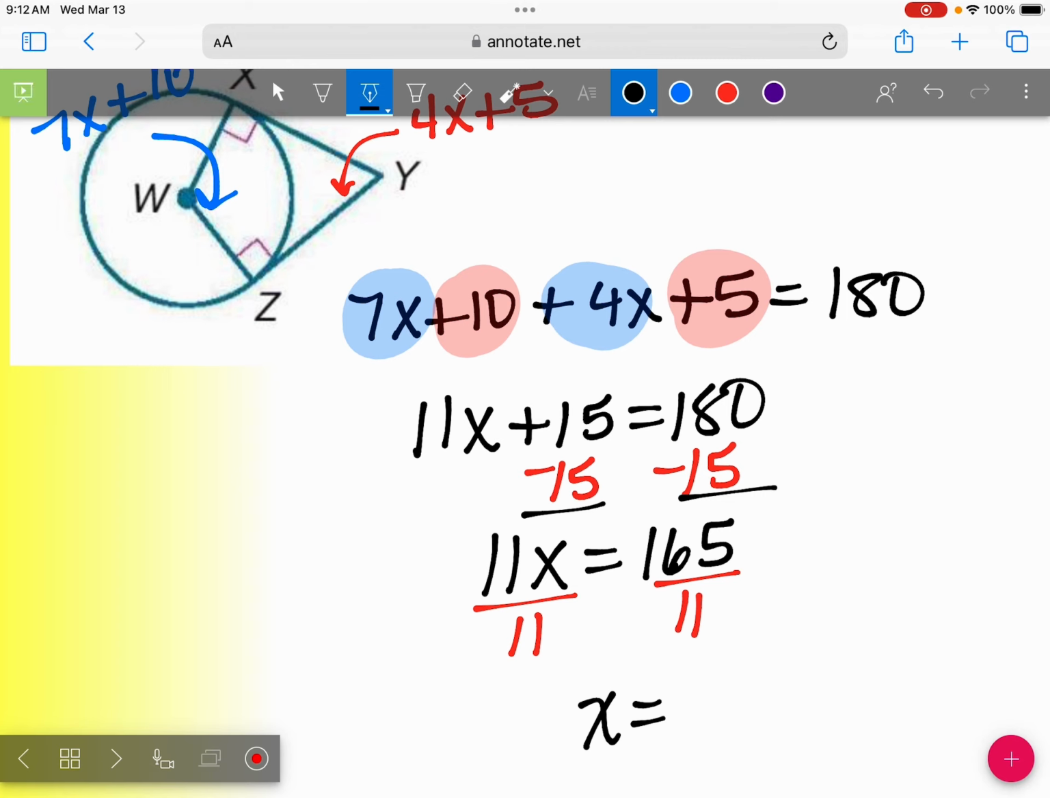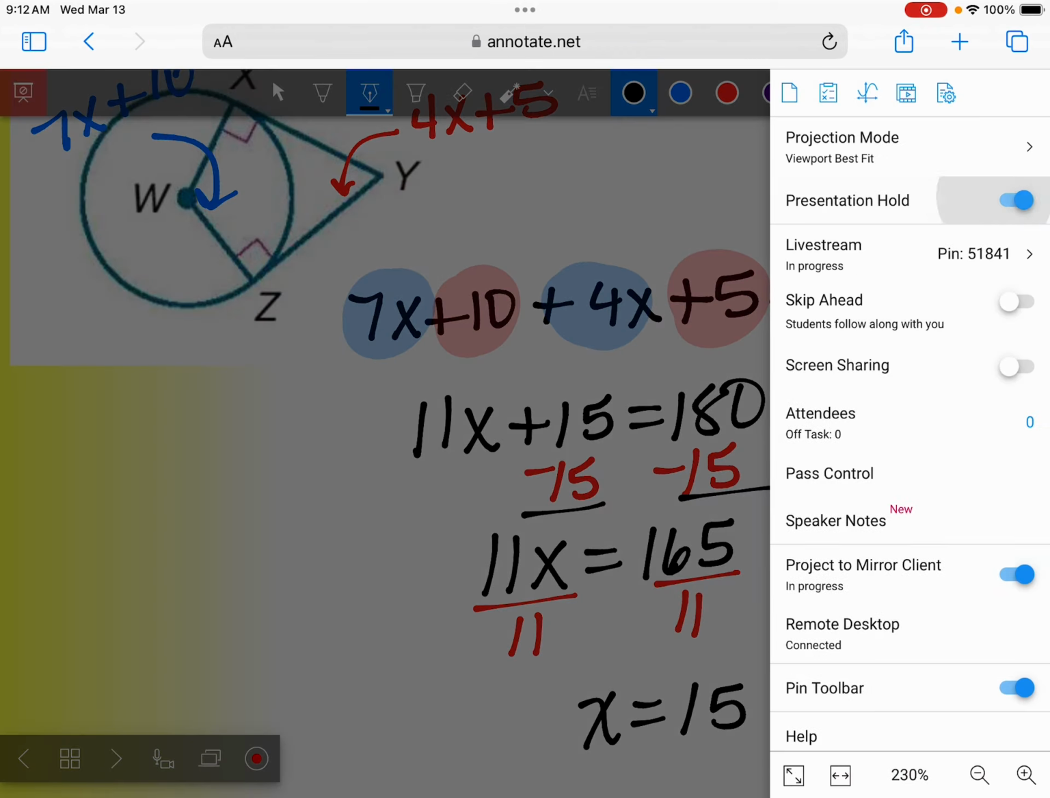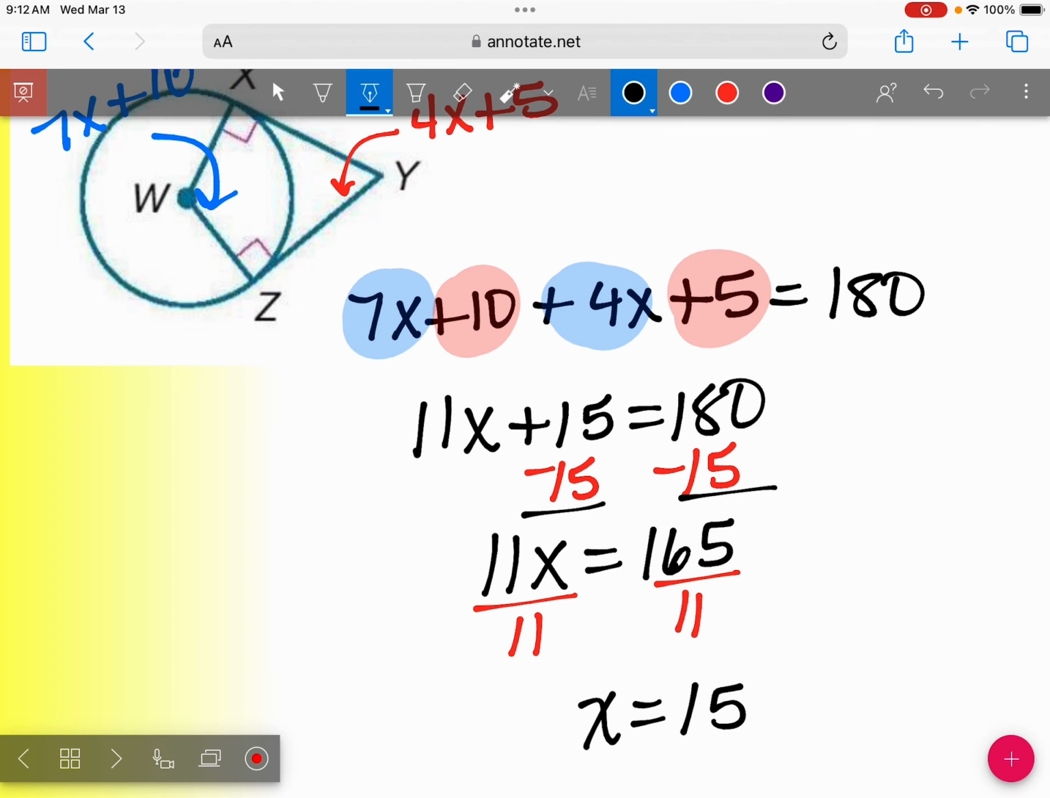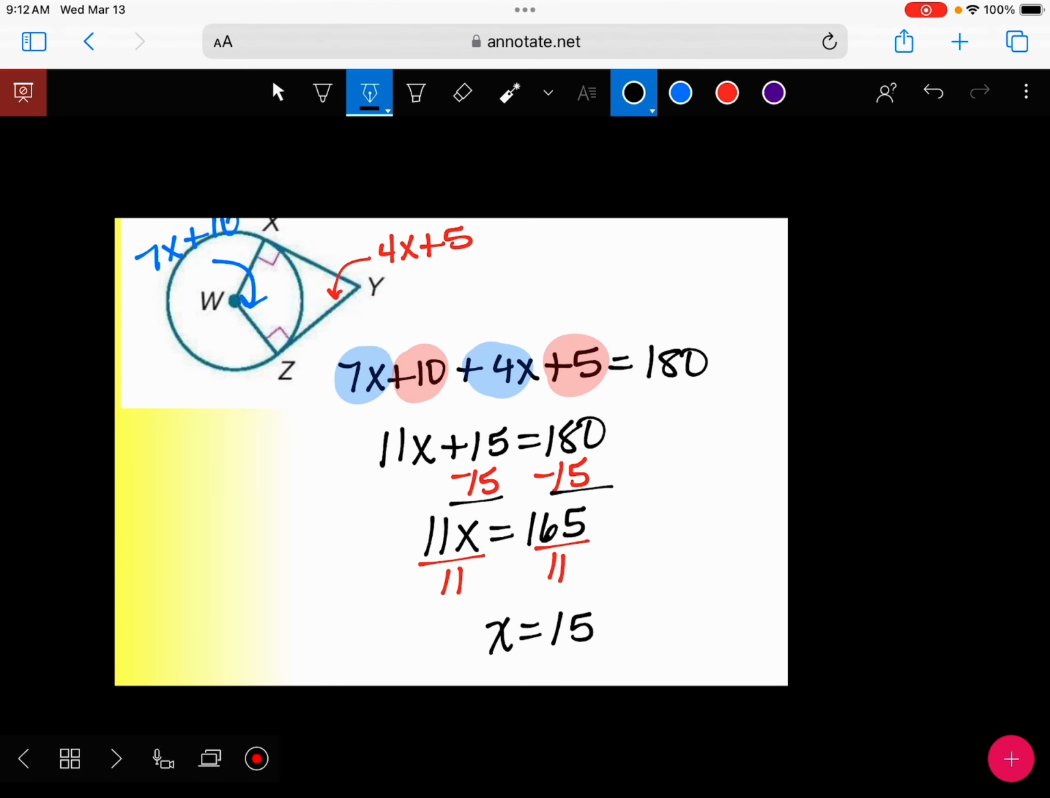Who got 15? Okay. So we can go ahead and take a look at how I solved that. I combine my like terms. The 7x and 4x gives me 11x. The 10 plus 5 is 15. Subtract 15 from both sides. So 11x equals 165, and divide by 11, and x equals 15.